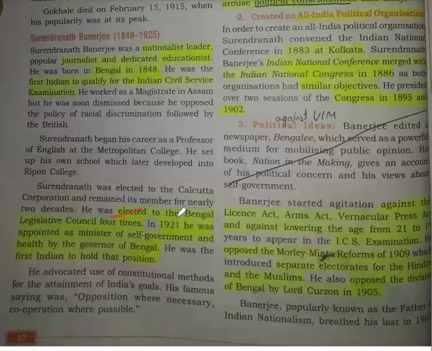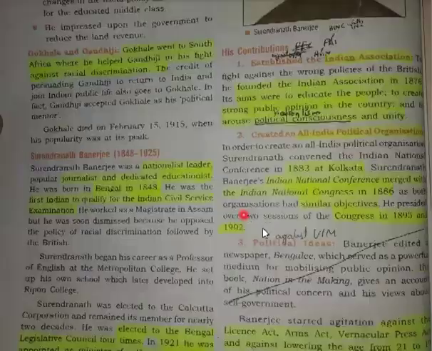He was elected to the Bengal Legislative Council 4 times. In 1921, he was appointed as the Minister of Self-Government and Health by the Governor of Bengal. This is important, it will be asked. He was the first Indian to hold that position. That's why. Then his contribution.